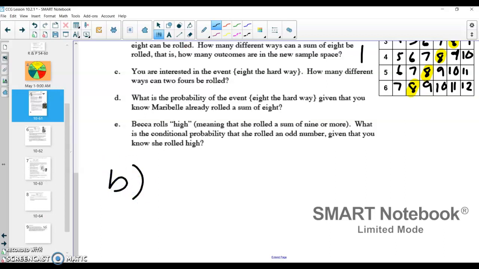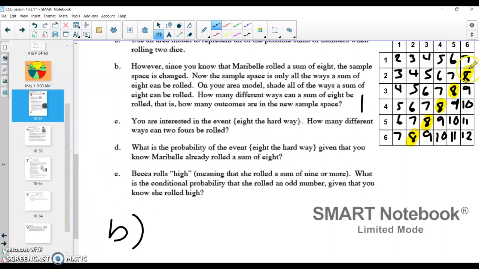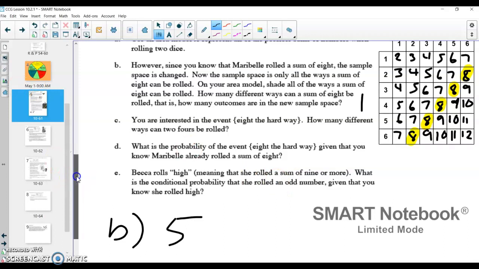For B, our new sample space is really just a sample space of 1, 2, 3, 4, 5, because there's 5 different outcomes that will give us a roll of 8. All right, and that's what that question's asking. So it said our sample space has changed. How many different ways can the sum of 8 be rolled? Well, we could roll an 8 5 different ways.